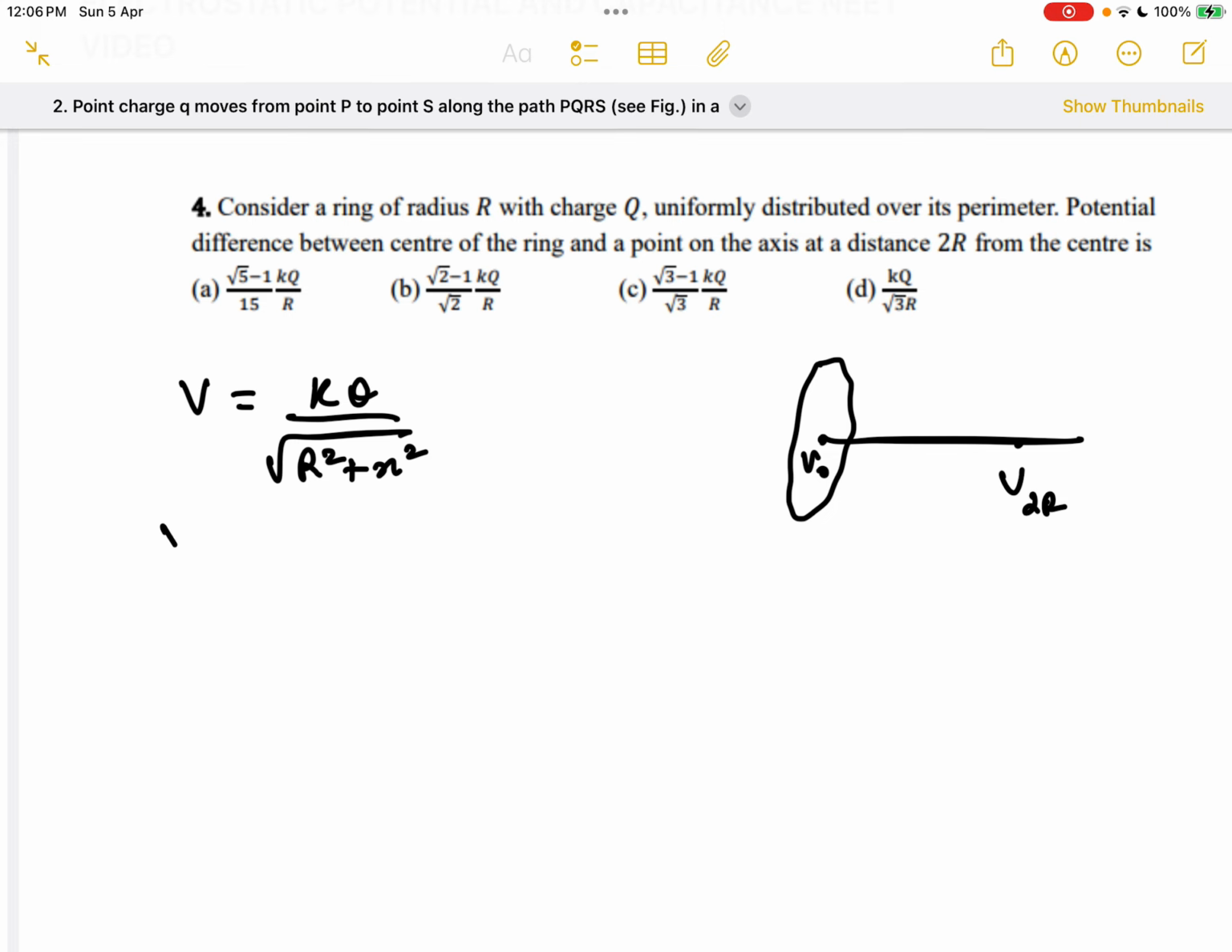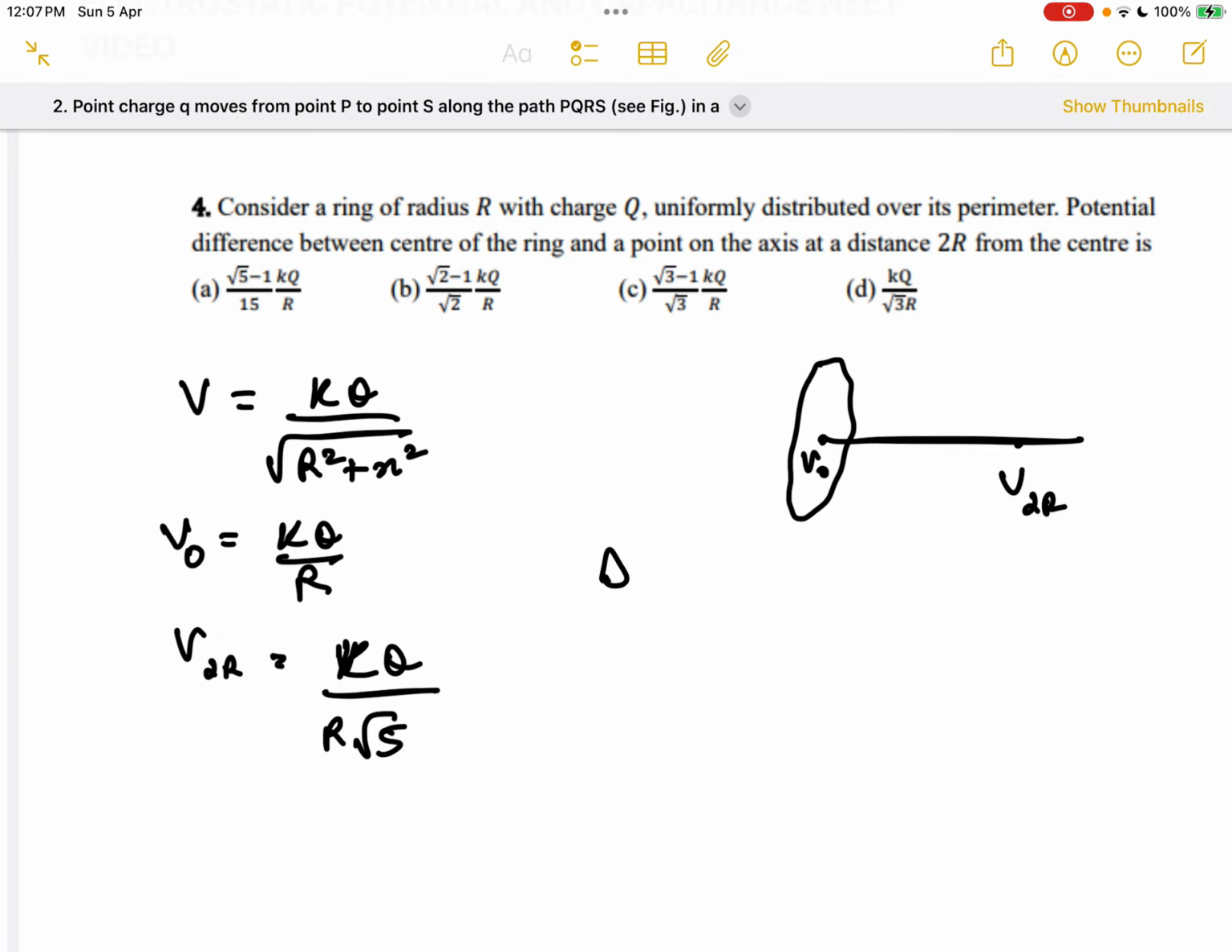Now, if you're talking about the center, in that case V naught, x is 0, so you would have kq divided by r. And when x is equal to 2r, you put x equal to 2r, then the potential at 2r on the axis is going to be kq divided by r into root 5, because that's 4 plus 1, 5 under the root, r into root 5.